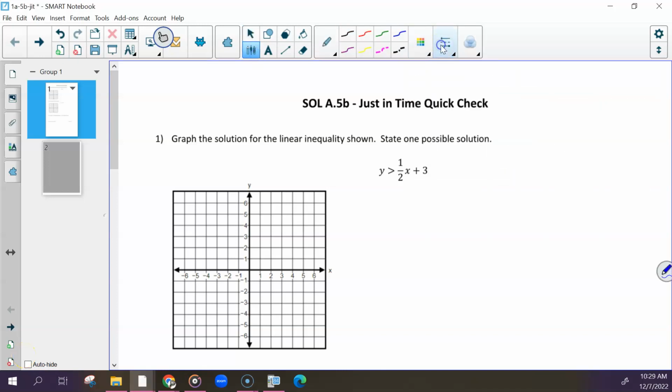From last class, we talked about graphing linear inequalities. So for number one, start at your y-intercept of 3. Use your slope and go up 1 to the right 2 as many times as possible. Down 1, left 2 as many times as possible.